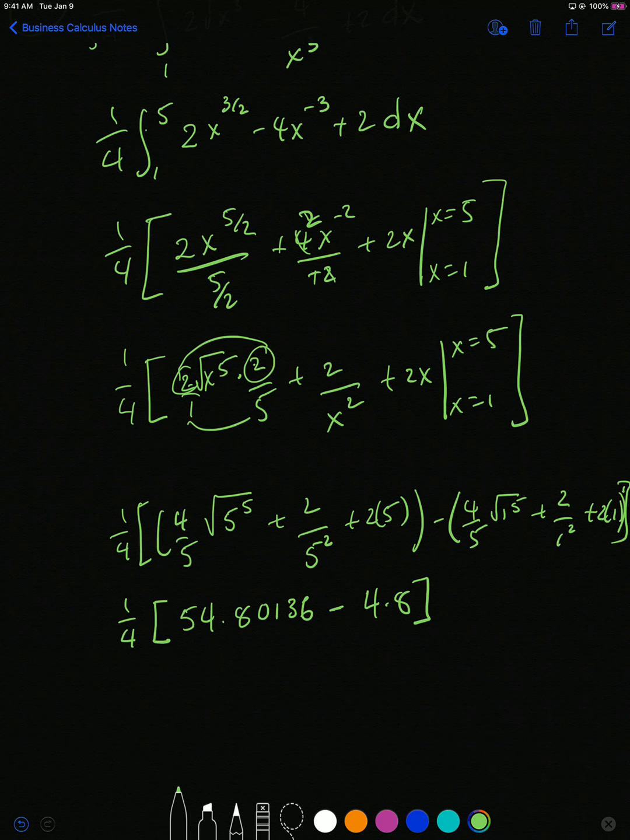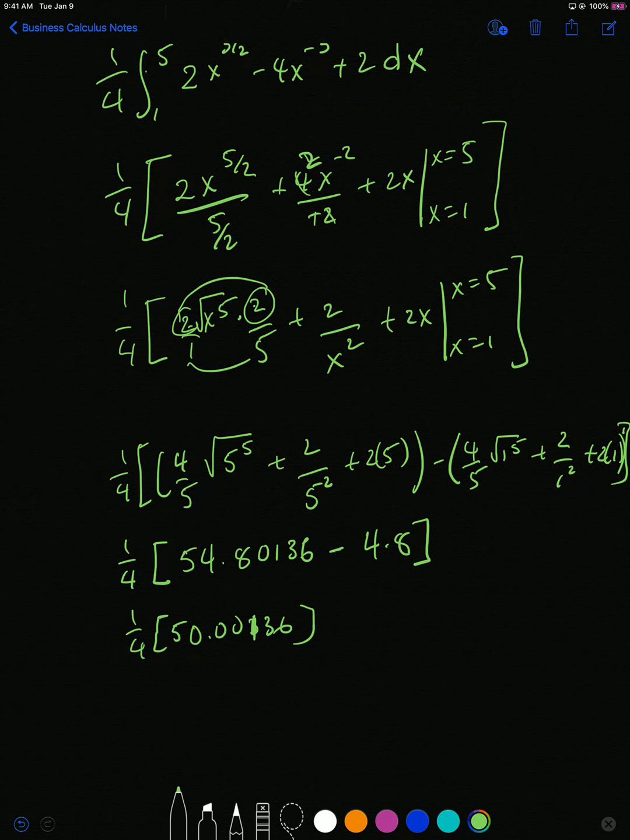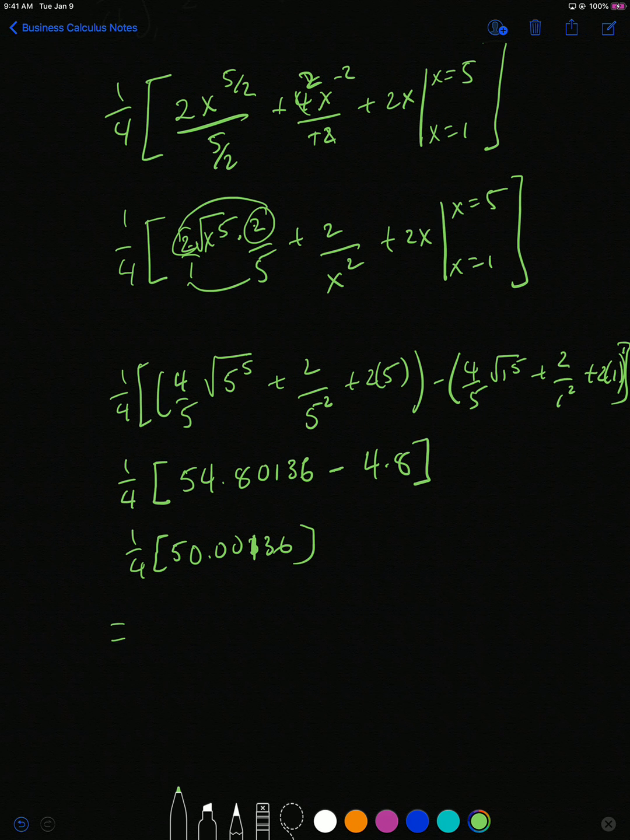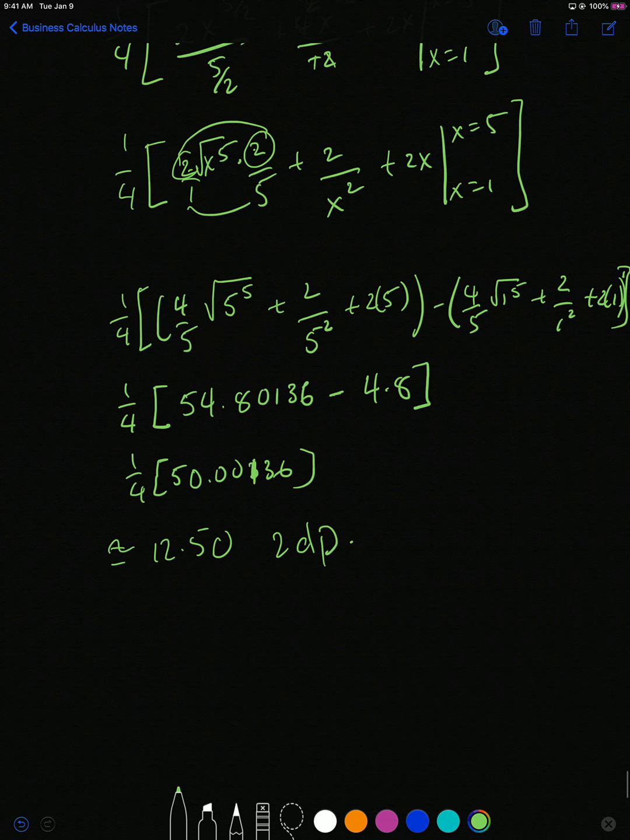So I take my previous answer and subtract 4.8. That's 1/4 of 50.00136, and I divide that by 4. And so the average is approximately 12.50 to 2 decimal places. Whew. Hard work and sacrifice.